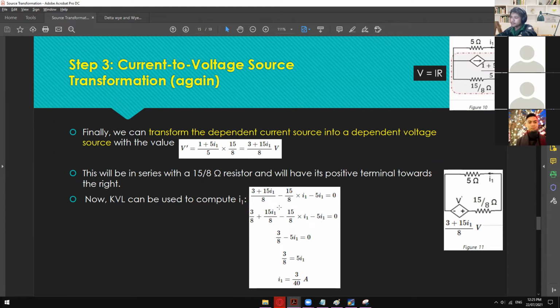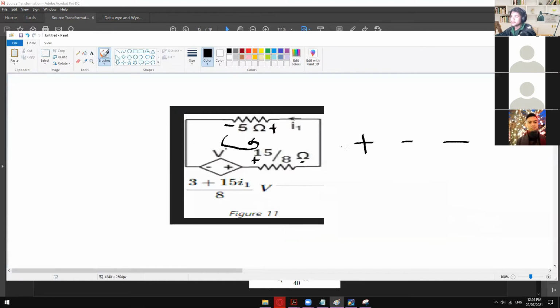Okay, so I think I need to explain this one. All right, so let's try to answer this one since this is our first time in solving a KVL equation with a dependent source. So what happened right here is, okay, move this one for now.